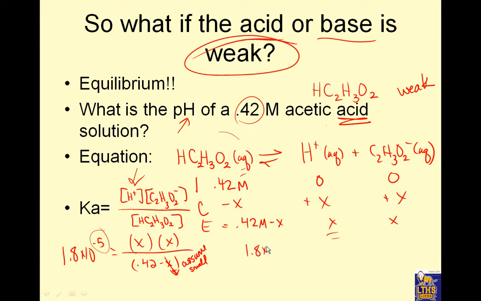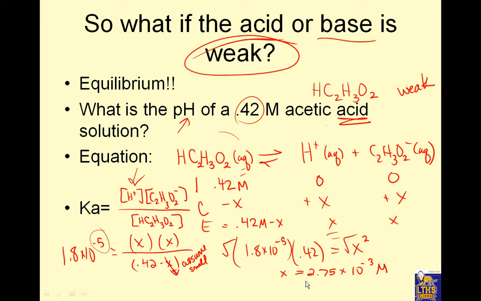So now we really have 1.8 times 10 to the negative fifth times 0.42 is equal to X squared, and then we square root both sides, and we find out that X is equal to 2.75 times 10 to the negative third molar. So you multiply that times that and square root it.